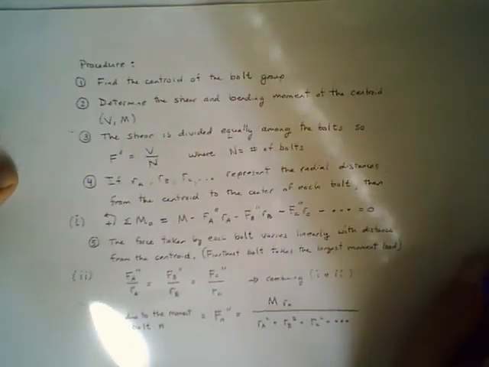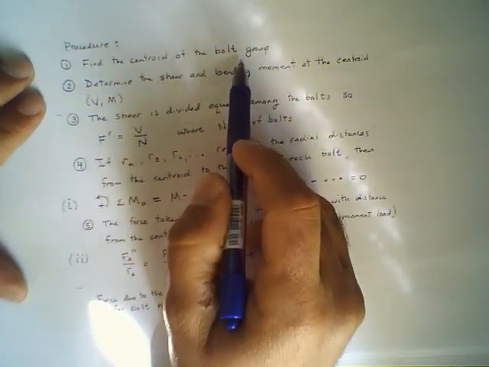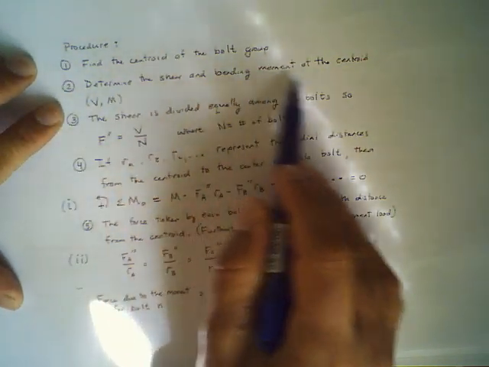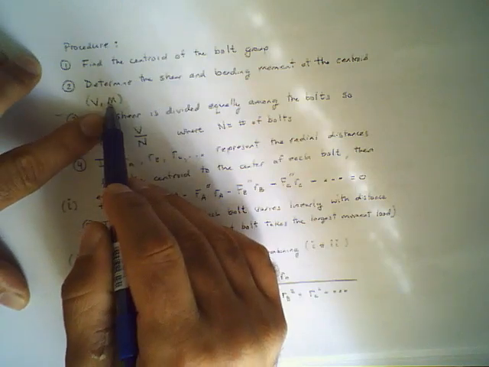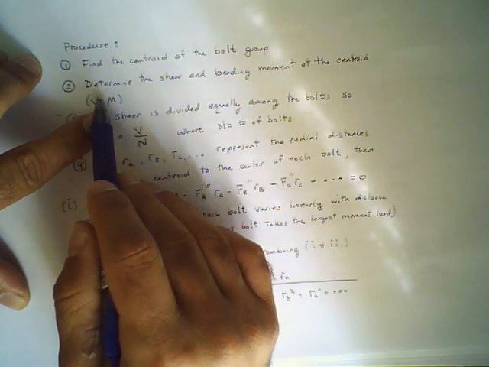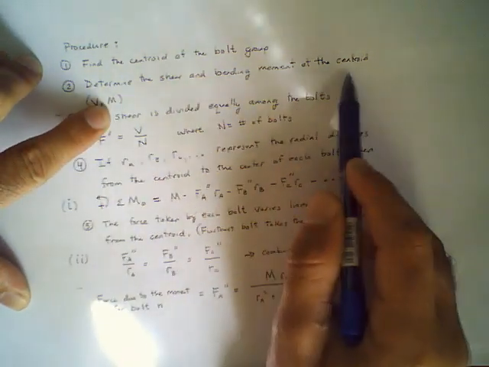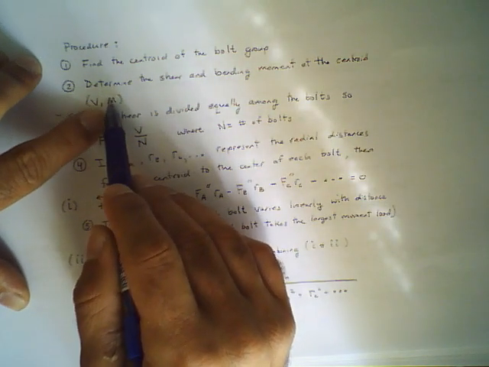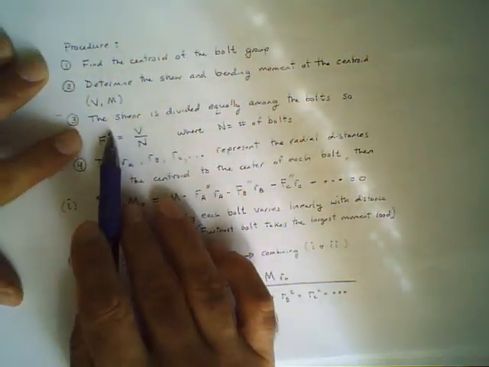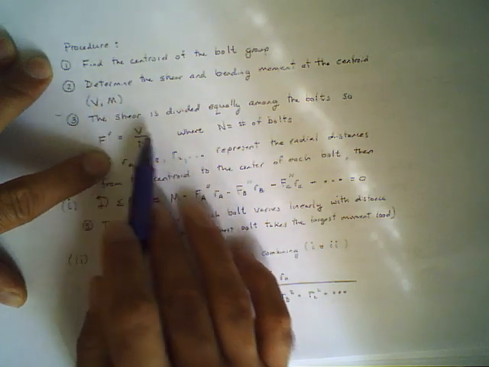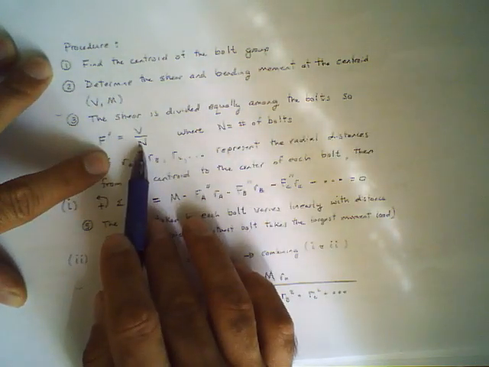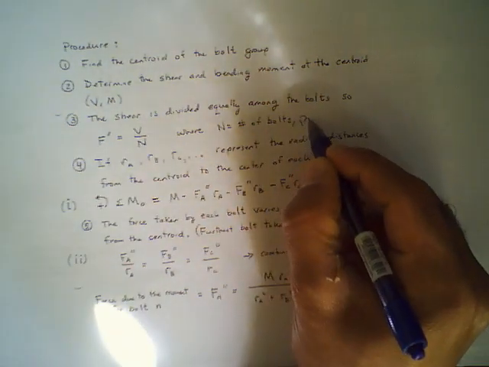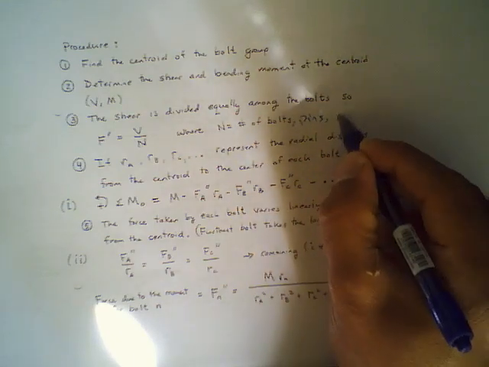So I've written this procedure for you guys so you can analyze bolt groups. The first step is you have to find the centroid of the bolt group. Then you have to find the shear and bending moment at the centroid, right? Essentially, you are finding the moment of the external force applied relative to the centroid. For the shear, you're going to divide the outside force by the number of bolts, or pins, or rivets.